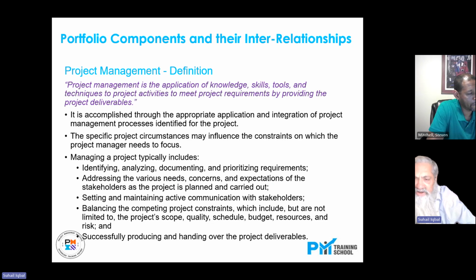Those processes identified for the project. But remember, whenever we talk about processes or process groups, that is more likely referring to the traditional way of project management, right? You must read through the 7th edition so you are clear about the agile, hybrid and traditional approaches, what the difference is and how they interact.